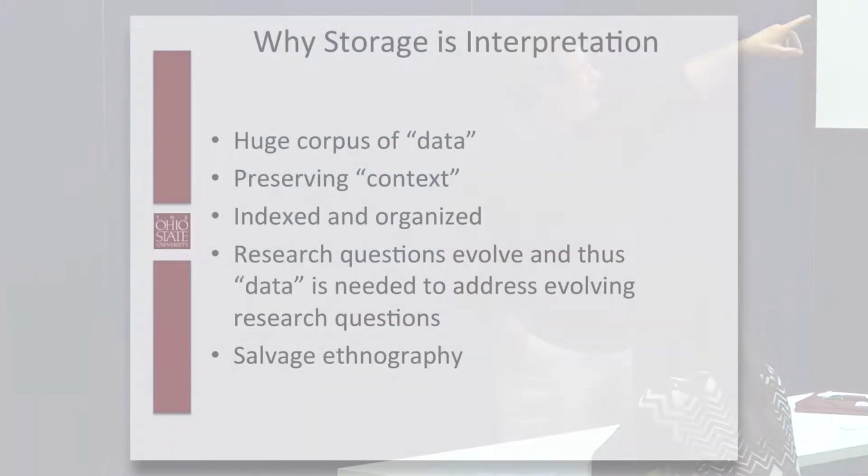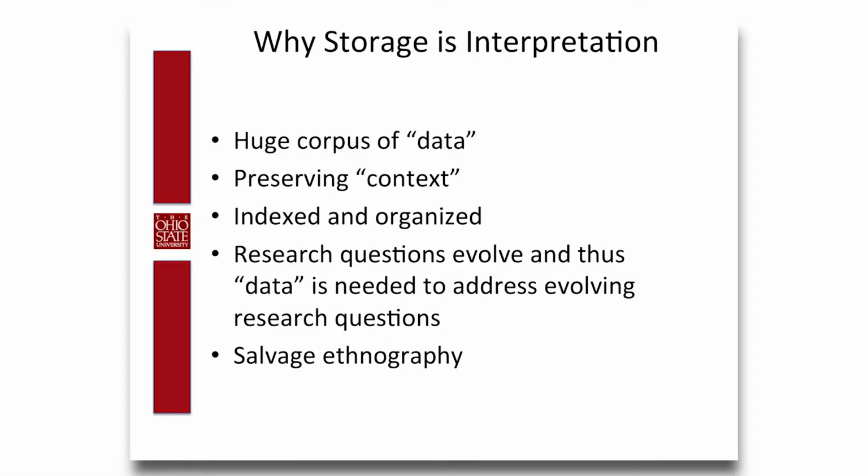In my work, my research questions evolve, and this data is needed to address evolving research questions. So a friend of mine once said, the difference between ethnographic research and other paradigms is other paradigms start with a research question and they expect to answer it. Ethnographic research starts with a research question that it expects to abandon as soon as possible. And when you get your data, you begin asking questions like, what questions can this data answer?